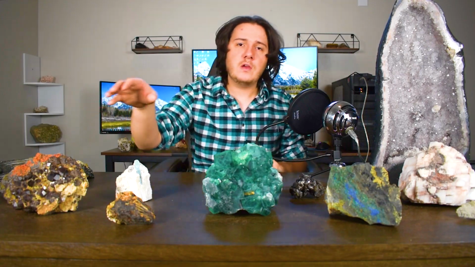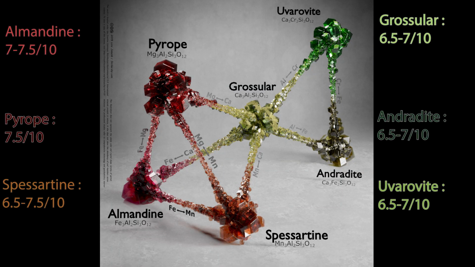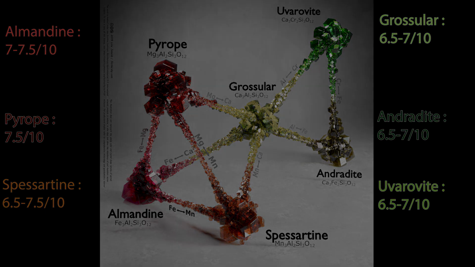So, for instance, garnets can have a range of hardness of, I believe, around a 6 to an 8, which is kind of a large range on the Mohs hardness scale, but this is again due to how it formed and what chemistry the garnet specifically has.